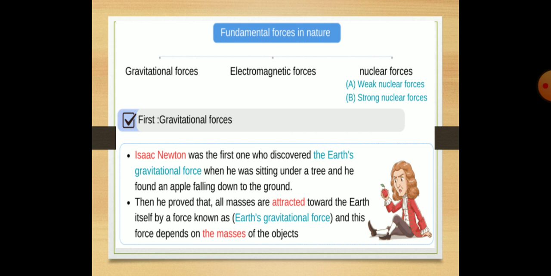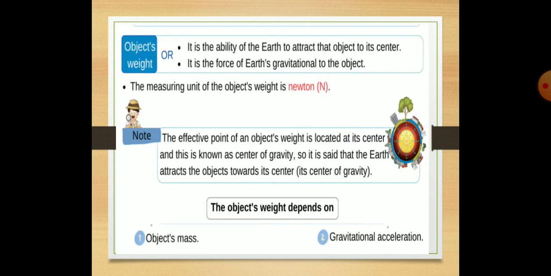Isaac Newton was the first one who discovered the Earth's gravitational force. And he proved that all masses are attracted toward the Earth itself by a force known as Earth's gravitational force. And this force depends on the mass of an object. Object's weight is the ability of the Earth to attract the object to its center, or it is the force of Earth's gravitational attraction on the object. And its measuring unit is Newton.